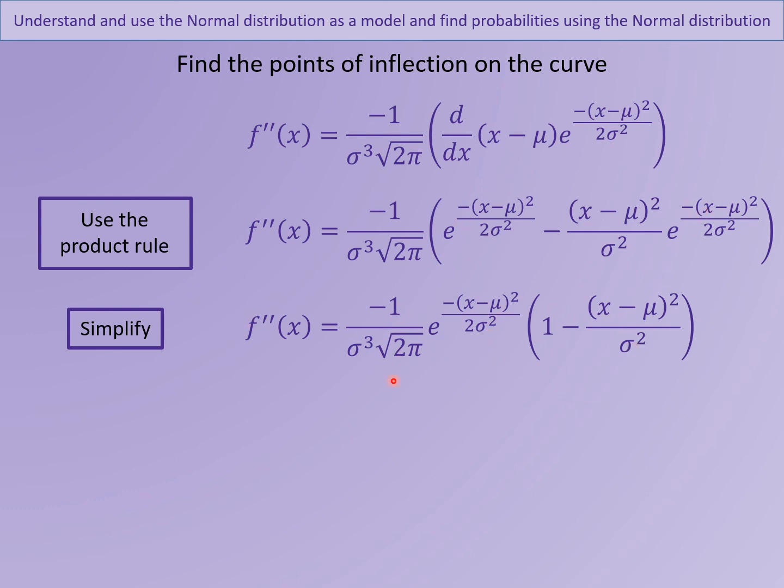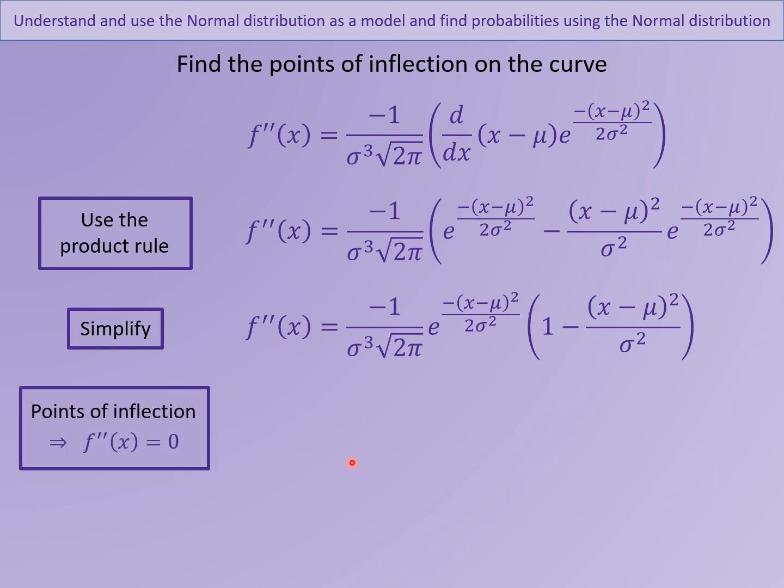Okay, that was not easy to follow, and as I said, the examiners are not going to expect you to do this bit yourself. It's more likely that they might just ask you one quick question, okay, on something like part of the process. Points of inflection are where the second derivative is equal to 0.